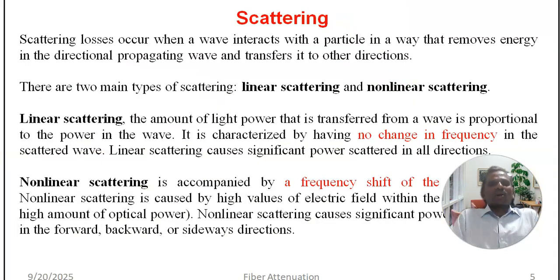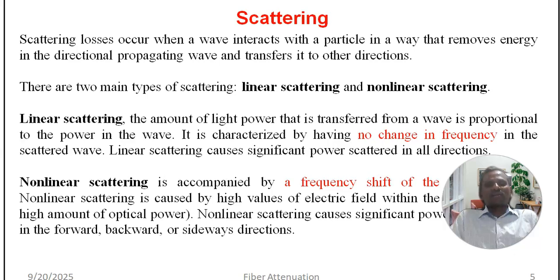Scattering losses occur when a wave interacts with particles that remove energy in the directional propagation wave and transfer it to another direction. So, here the wave energy is being transferred from one direction to another, that is what you call scattering. There are two main types of scattering, one is linear scattering and another is non-linear scattering. In linear scattering, the amount of light power that is transferred from a wave is proportional to the power in the wave. It is characterized by having no change in frequency in the scattered wave.